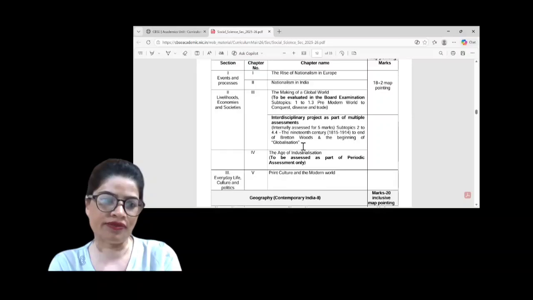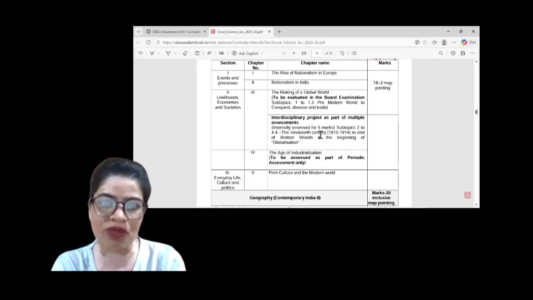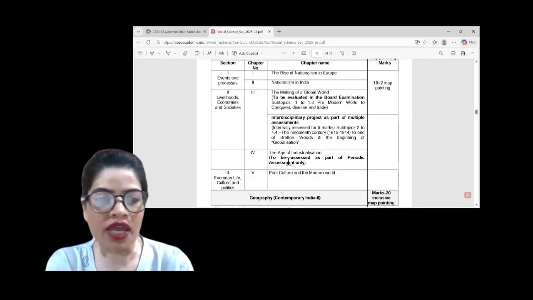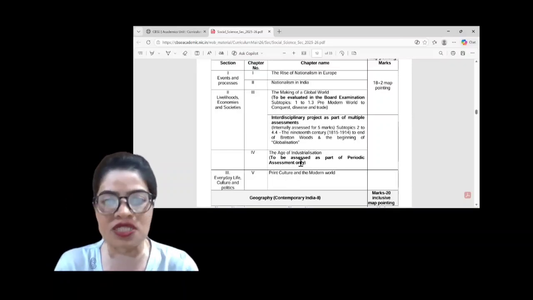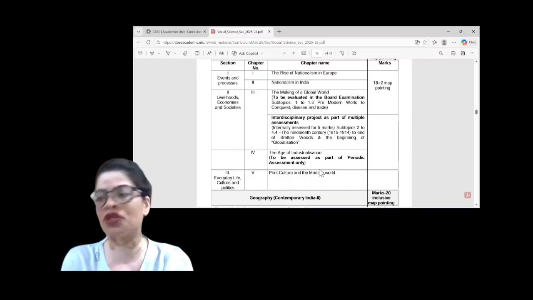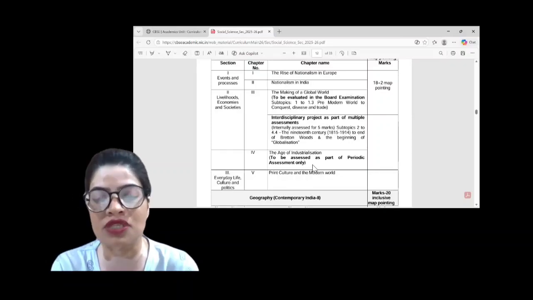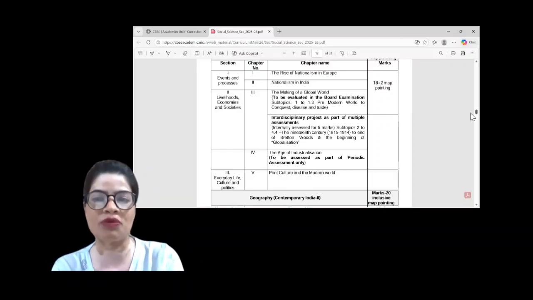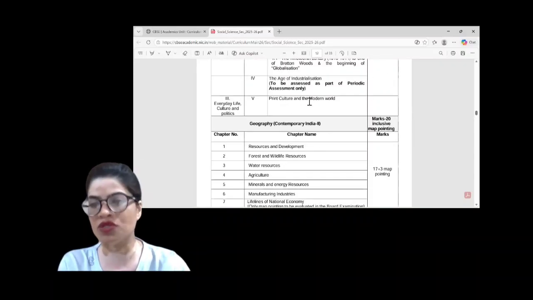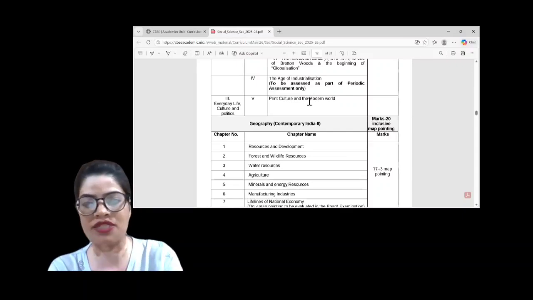Next, we have the chapter the age of, and the rest of the part will be part of the interdisciplinary project, which will also give you internal marks. Then we have the chapter age of industrialization, which will only be discussed in the periodic assessment. So if there is a PA1, unit test, or anything like that in your school, they will ask this chapter there. Then comes print culture and the modern world. This chapter is very, very important and will completely come in your exam.